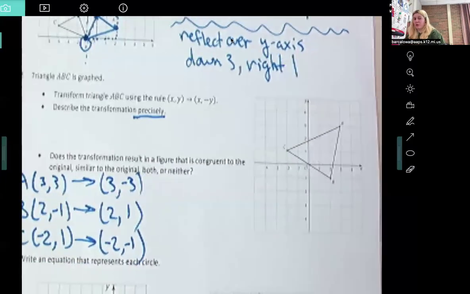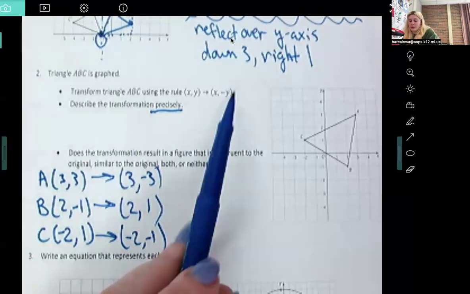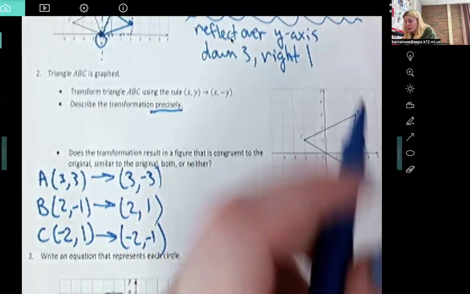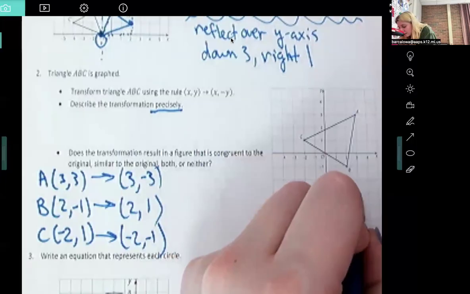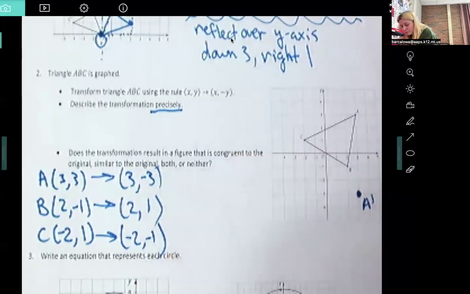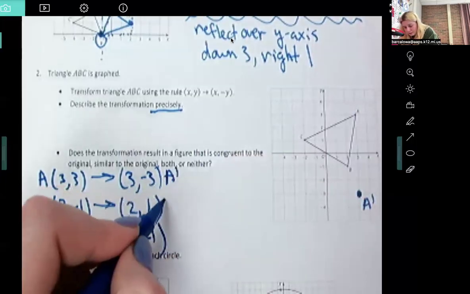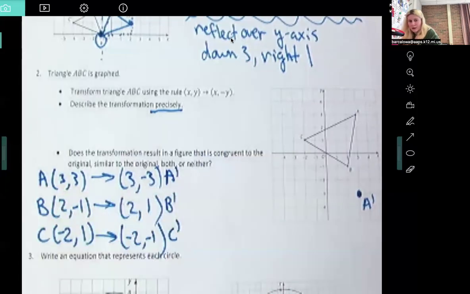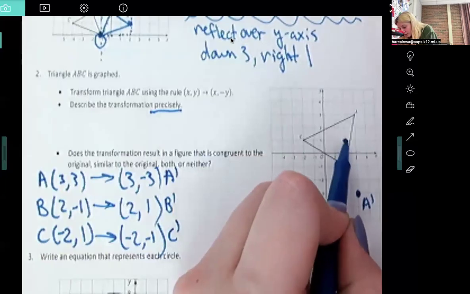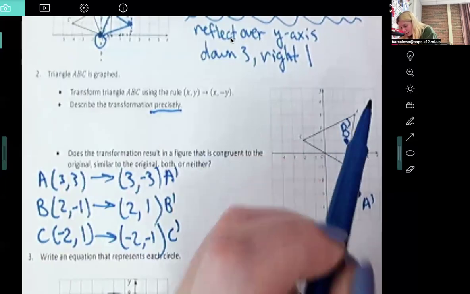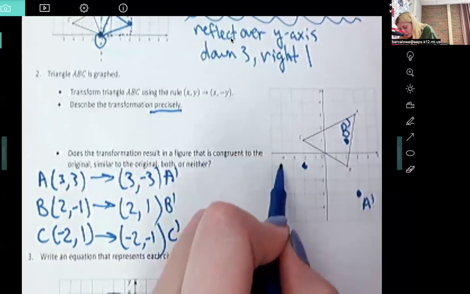Okay, so let's plot those new points. You see that? I changed the sign of all my y values. Okay, so 3, -3. There's A prime. I didn't label these. I'm bad at remembering to label, I'm not gonna lie. Okay, B prime should be here, and C prime should be here.